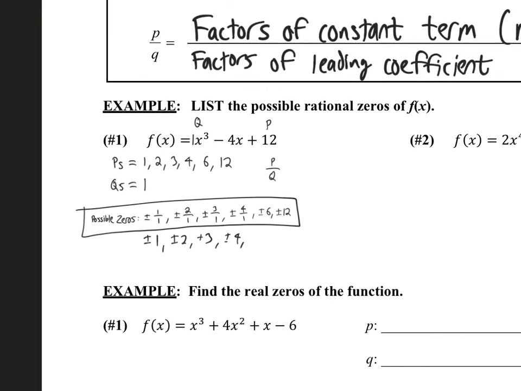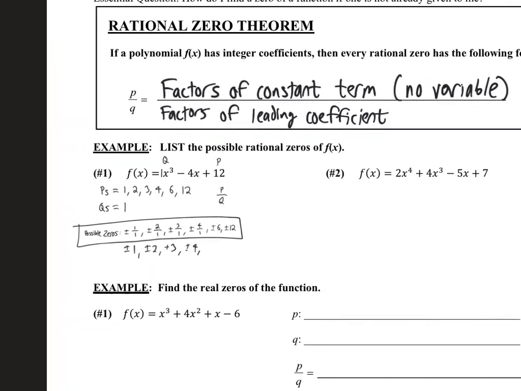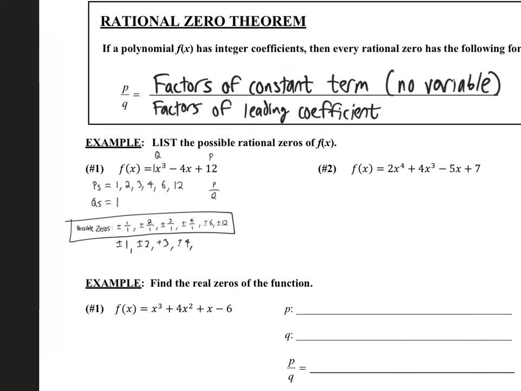Okay, why don't you see if you can try number 2 on your own. See how you do. The factors should be a relatively small number. There shouldn't be a lot of them. So go ahead and give it a try. See how you do. All right, welcome back.